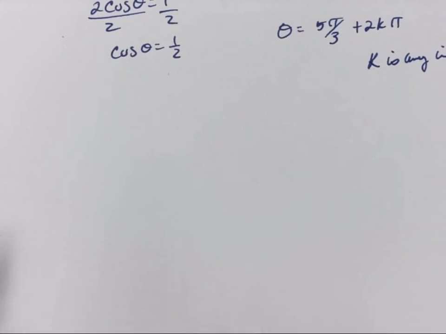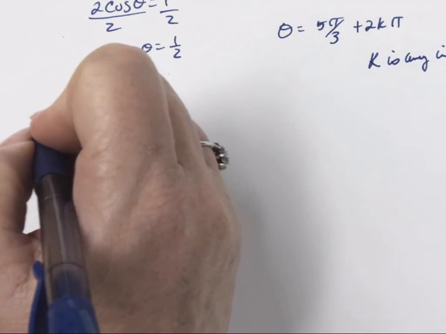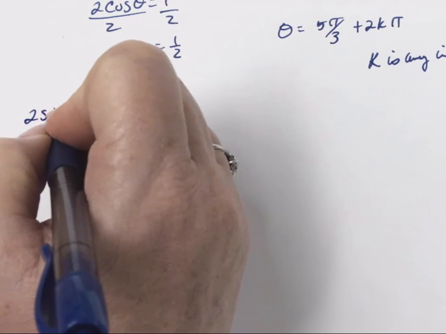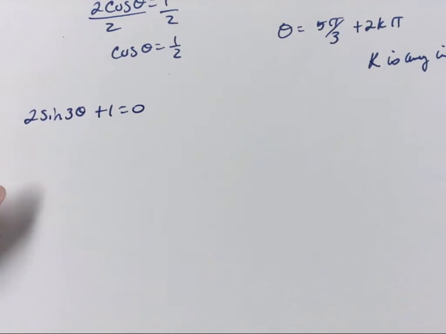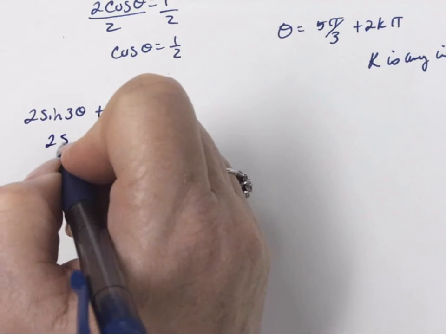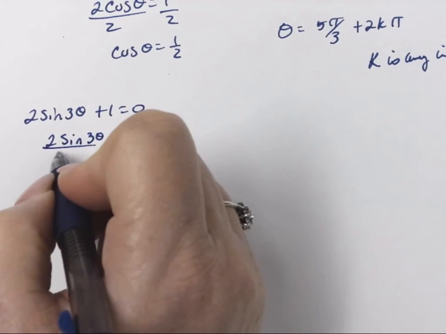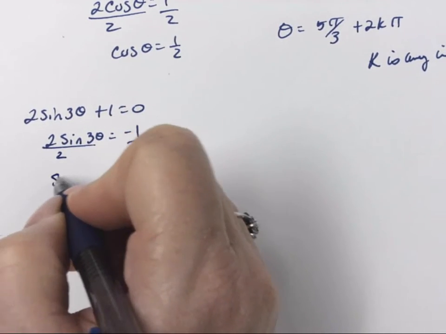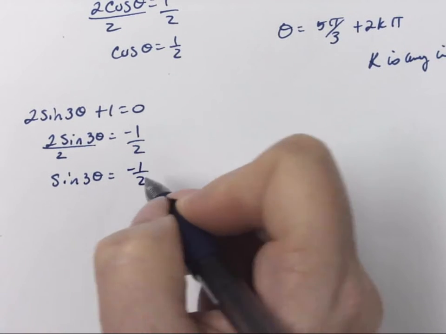All right, so we are looking at 2 sine 3 theta plus 1 equal to 0. So I don't have to factor on this one. So I'm just going to move my 1 over. So 2 times sine of 3 theta equals negative 1. Divide by 2. And my sine of 3 theta equals negative 1/2.